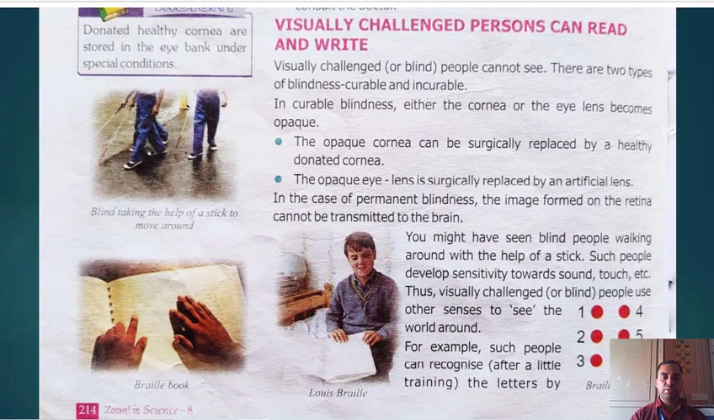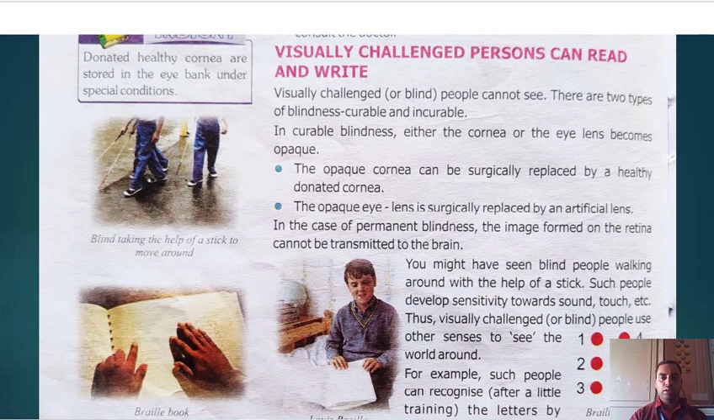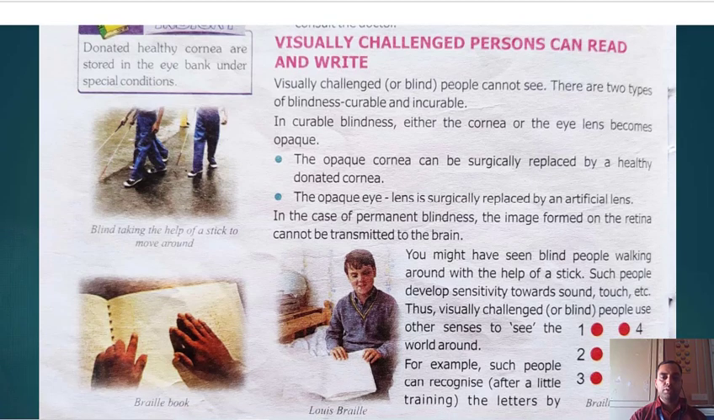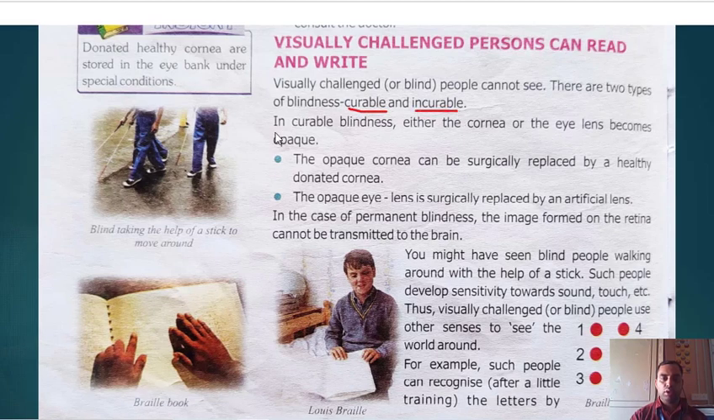Now, if a person is visually challenged, then how can the person read? Visually challenged or blind people cannot see. There are two types of blindness: curable and incurable. Okay. In curable blindness, either the cornea or the eye lens becomes opaque. If there is any defect in the eye for which the image cannot be formed, in that case it can be cured. The opaque cornea can be surgically replaced by a healthy donated cornea.